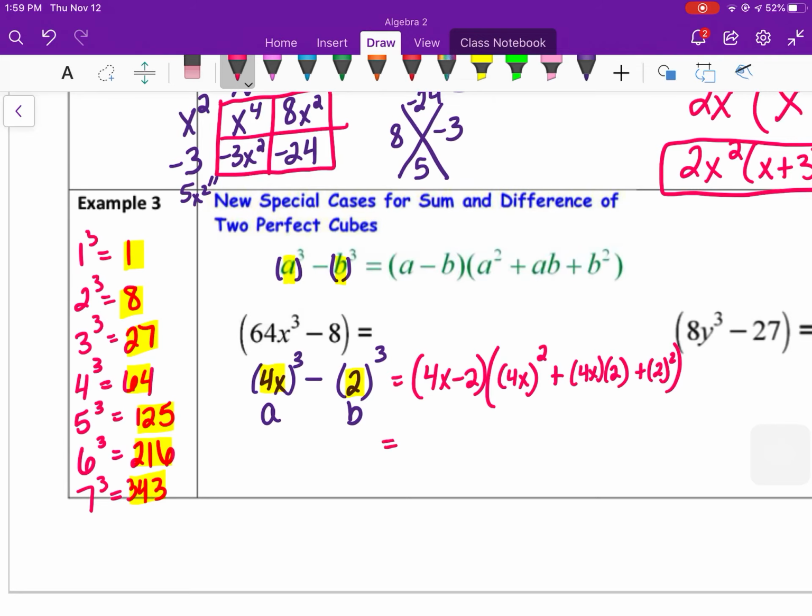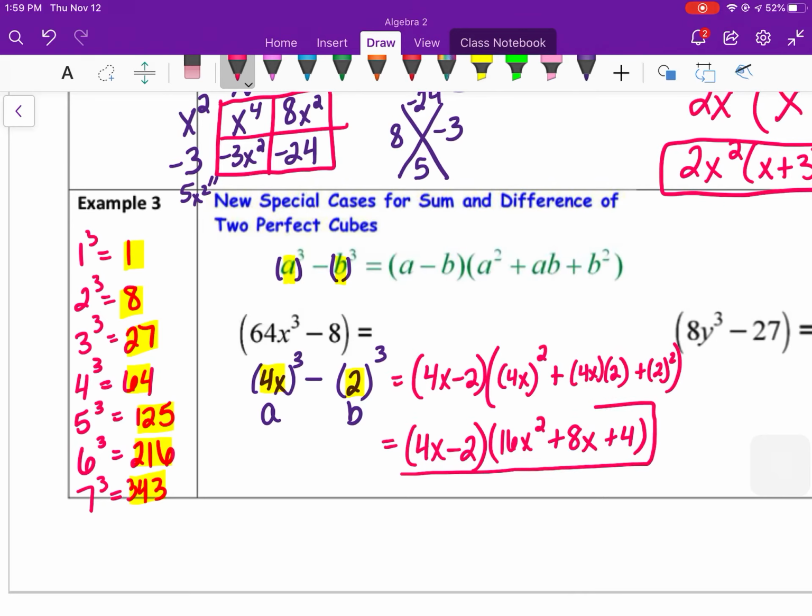So then simplifying that, 4x minus 2, and then 4x squared, you have to square both. So it's 4x times 4x would be 16x squared, plus 4x times 2 would be 8x, plus 2 squared would be 4. Now, if it is difference of perfect cubes or sum of perfect cubes, this is as far as it factors. It will not factor any further. So the trinomial does not factor.